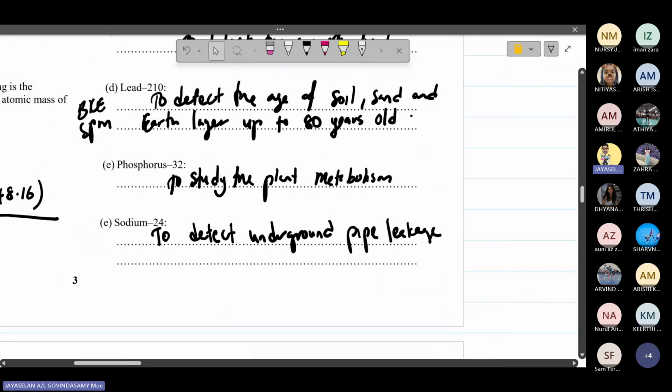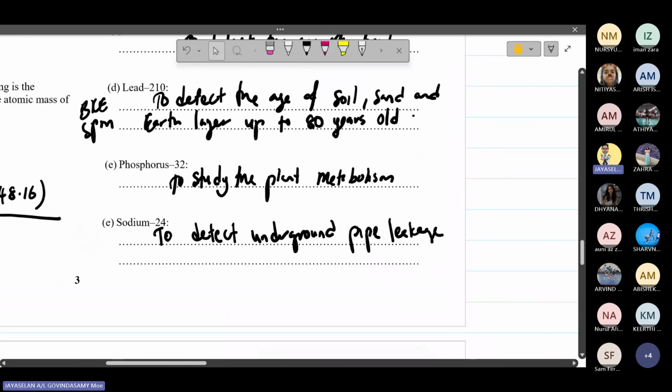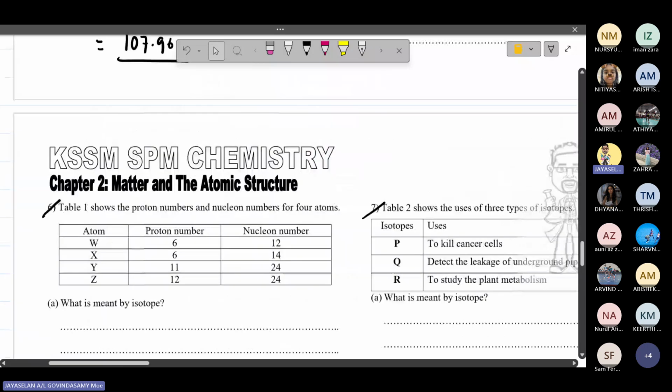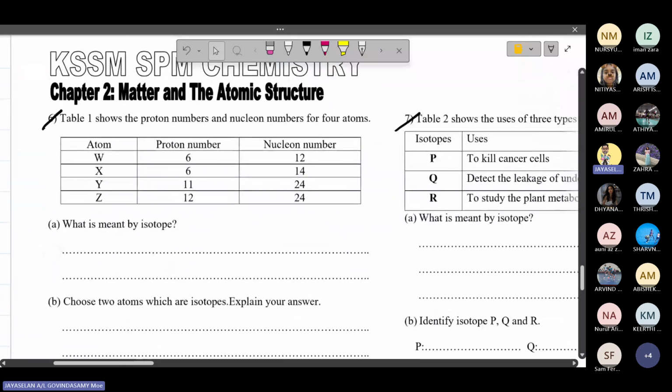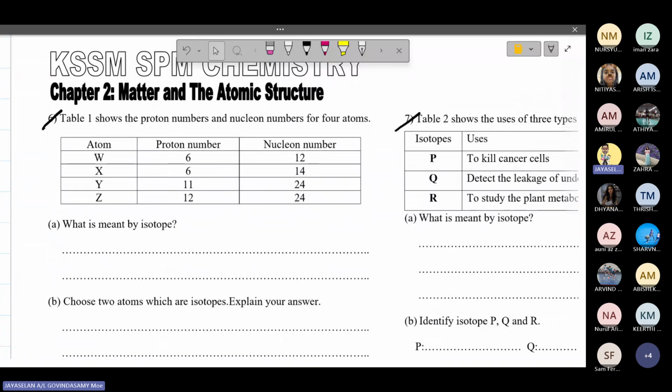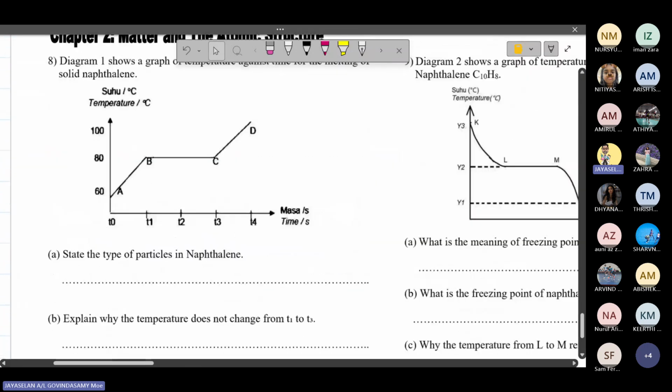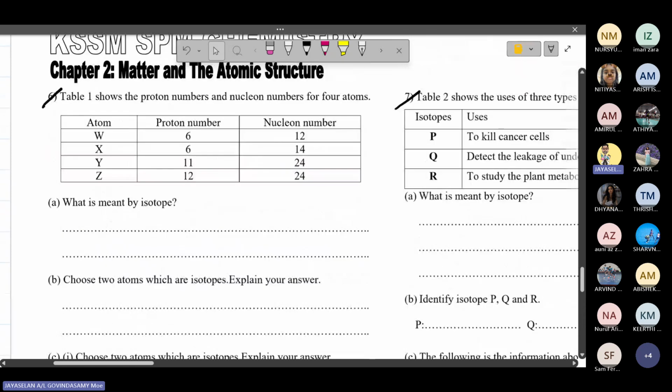Okay, that is all. Hydrogen 3 already came out last year. Okay, next we go for isotope. We have 2 more parts. Isotope, first question I will do. Second question you guys do. Okay, after finishing isotope, this is the last. Then chapter 2 is finished.